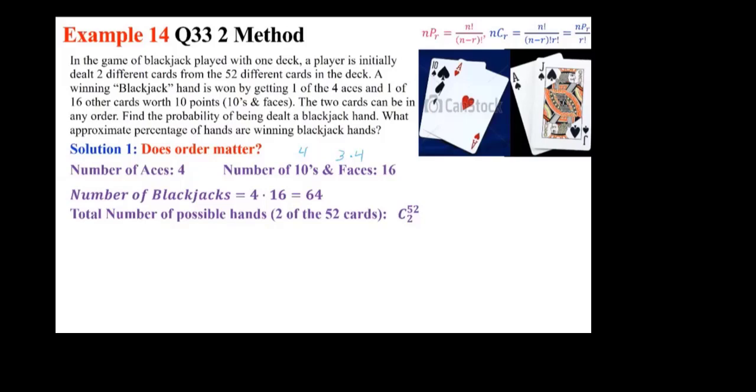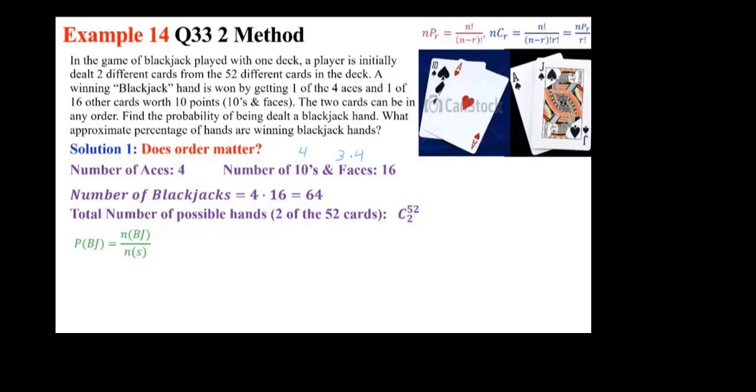So the number of blackjacks, therefore, would be 4 times 16. There are 4 ways to get aces. There are 16 ways to get tens and faces. So it's 4 times 16. But what is the total number of possible hands? We want 2 out of the 52 cards. So combination of 52, choose 2. Therefore, the probability of blackjack is N of blackjack over N of S.